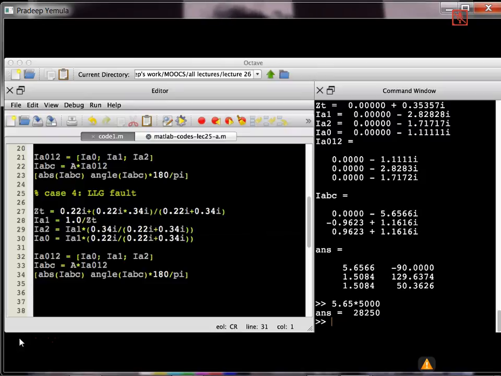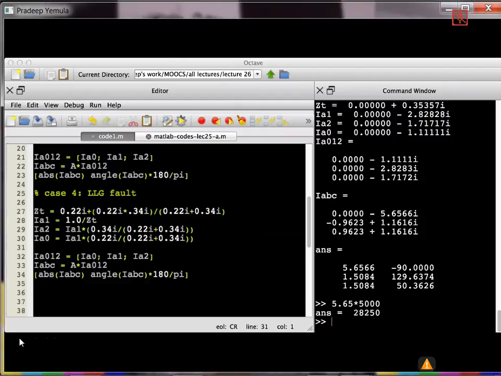Very, very huge current. So from this, what you understand is line to ground fault is very severe. So 1.5 means 7,500 amperes, 129 degrees, and then this is also 7,500 amperes in 50 degrees. So this is a huge current that we are getting, 28,250. So even the last case also we covered. So let me just summarize the answers. Summary of answers.